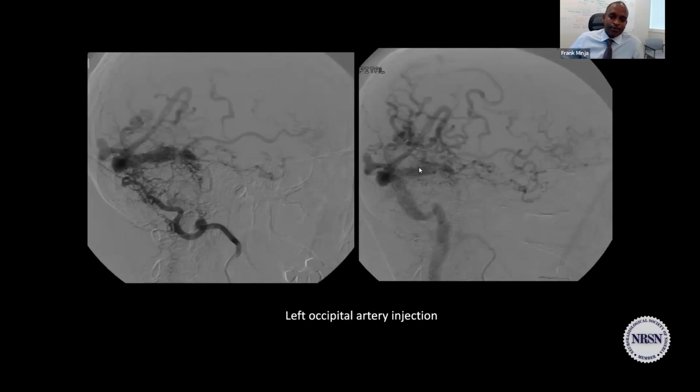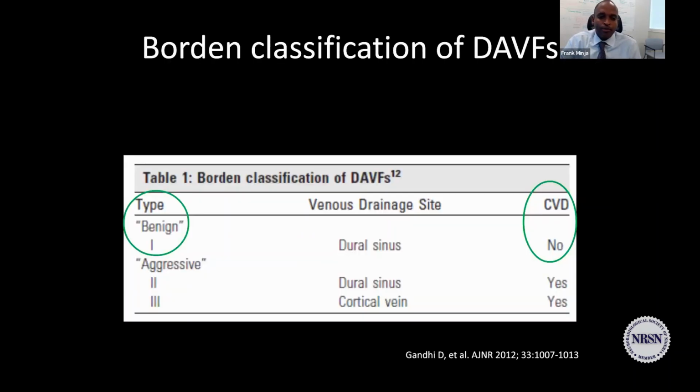So in the classification, Borden and Cognard, we spend a lot of time trying to decide whether or not there is cortical venous drainage. I like simple classifications. When you move to more than 3 things, most people cannot keep track of it. So I like the Borden classification because it's very straightforward. And this article here, I highly recommend it, Gandhi et al., like Mahatma Gandhi, but not really Mahatma Gandhi, just to make it easy for you as you're searching for it online.